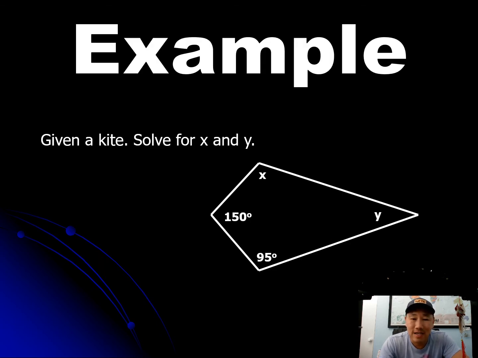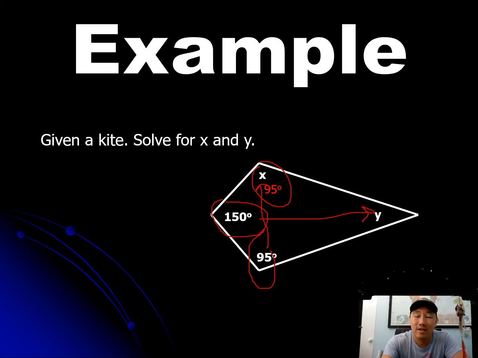It's the last one for the day. Here, you are given a kite. And you have to find x and y. So it's very easy. These two are always equal. So x equals 95. These are not equal, but in order to find it, you have to add up all the angles. 95 plus 95 plus 150, and then subtract from 360, because we know inside a quadrilateral they always add up to 360 degrees. And so it turns out that our y is 20.